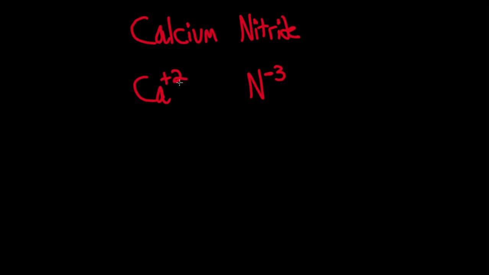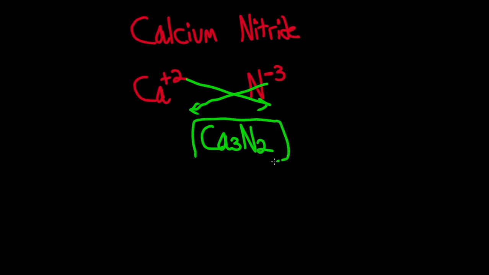Okay, so we're going to do our crisscross method, handy dandy crisscross method, and we are going to get Ca3N2 as our final answer for this. Okay, so the hazards for this, I look at nitrogen or nitride, and that should ring a bell. That's one of the NCHP.